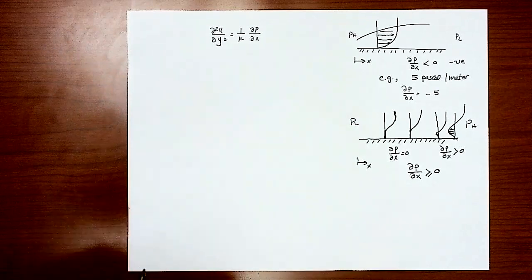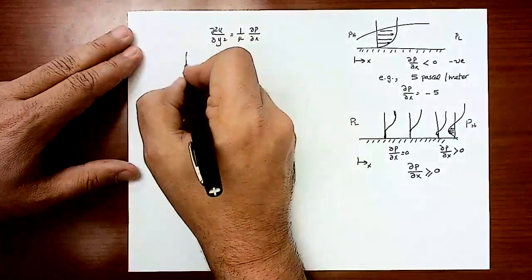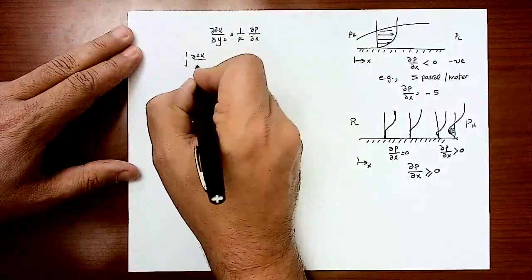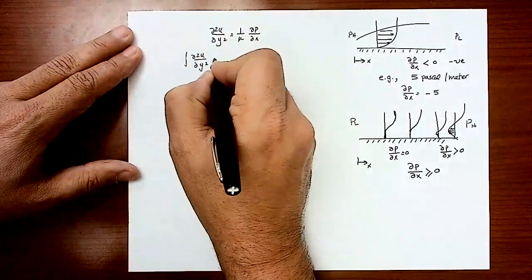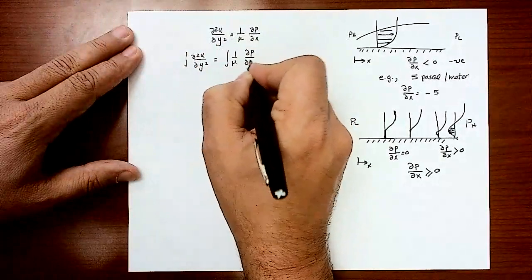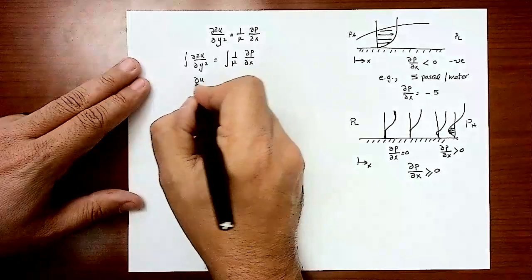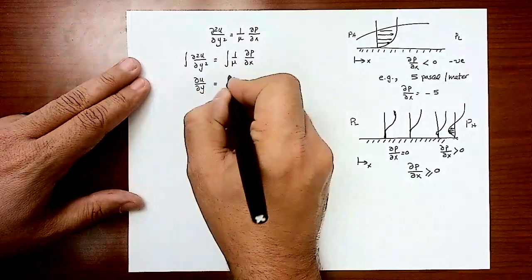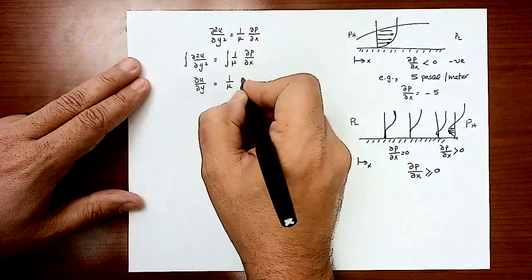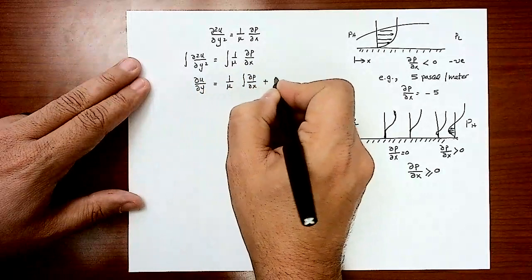So going back to the momentum equation here, I would like to integrate both equations. The integration of partial 2u partial y squared is equal to the integration of 1 over mu partial P by partial X. Then you integrate, and you're going to get partial u by partial y equal to 1 over mu. Now I want to integrate partial P by partial X. Then I have to add C1, right?